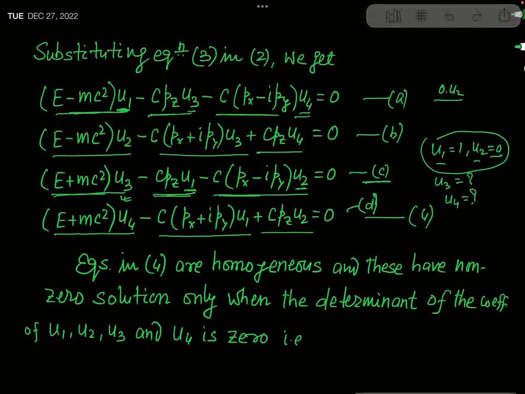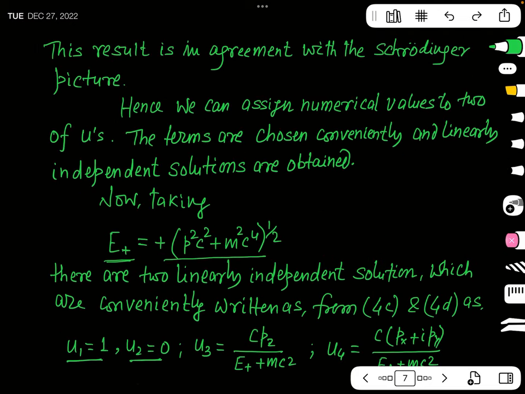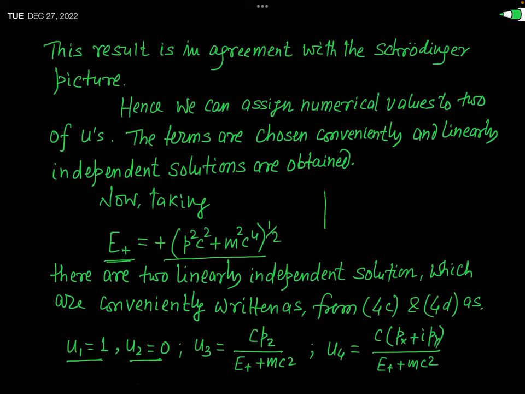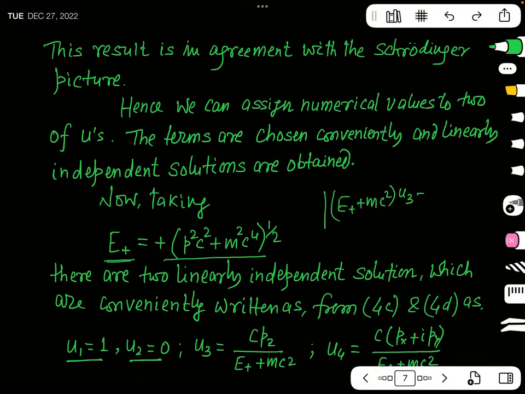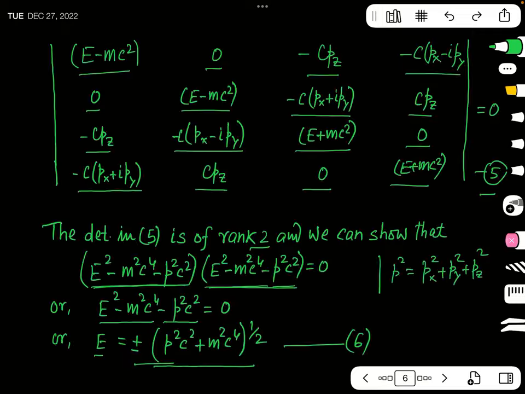When you will substitute this value, you can see what will be the value of u3. I am putting it just here. You can see that in that equation there is e plus mc square into u3, and there is minus, what is the second term? You can see there is minus cpz u1 and this much u2. u2 is 0, so third term will be 0.